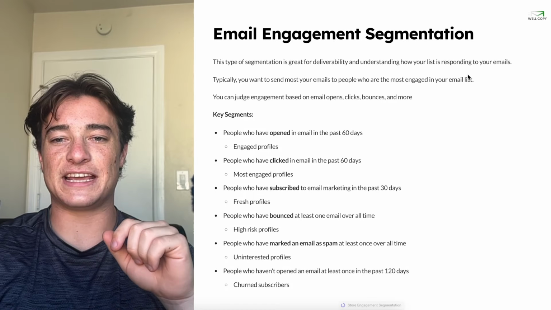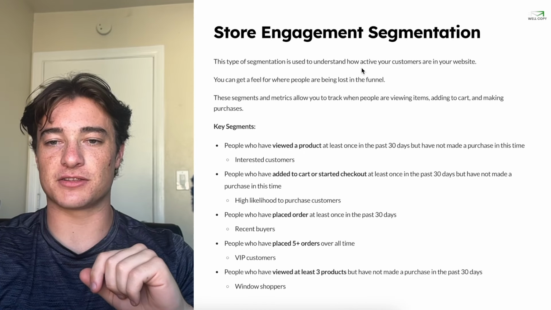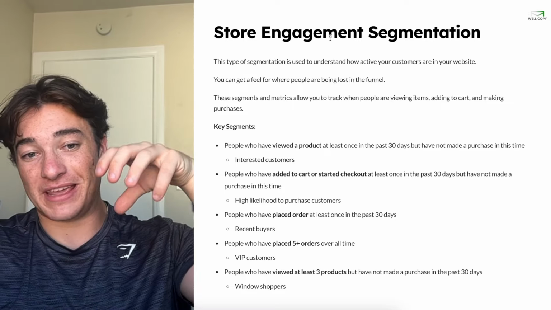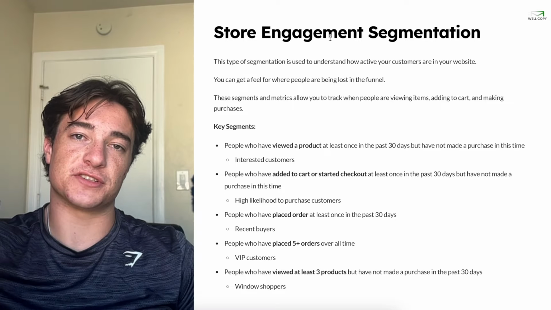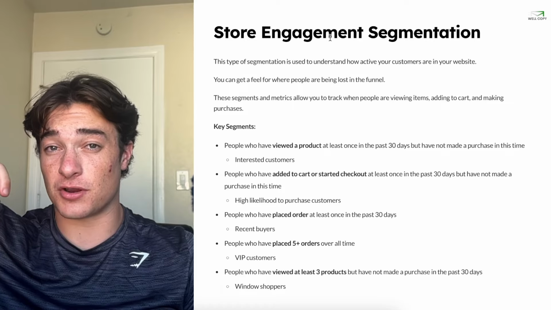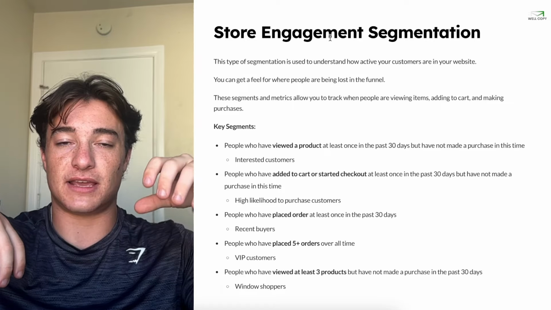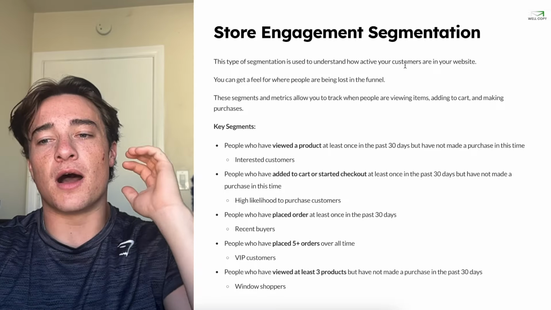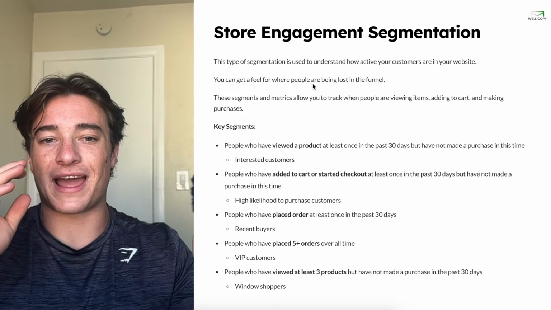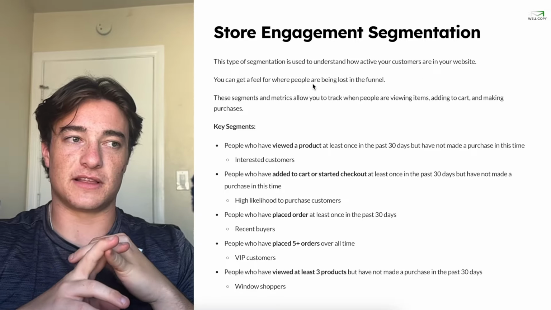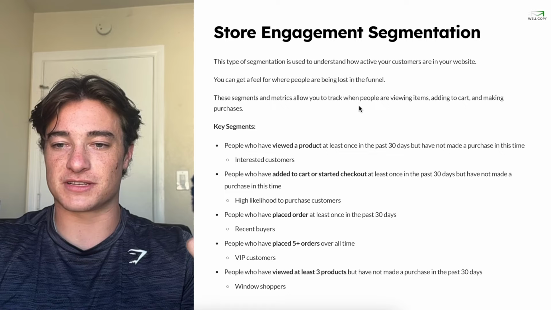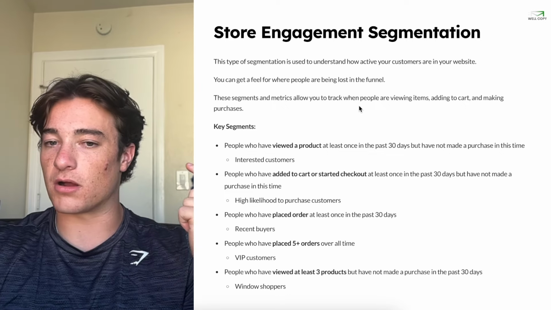So that's engagement-based segmentation. Now let's talk about store engagement segmentation. Very similar, but instead of talking about email, we're talking about their actual interactions on your store. So somebody could be engaged on your store, but not on your email list, and also the other way around. So this is store engagement segmentation. You can get a feel for where people are being lost in the funnel. So if you see a lot of people have been viewing a product, but they haven't been adding to cart, then you know that you might have a product problem. These segments and metrics allow you to track when people are viewing, adding to cart, and making purchases.